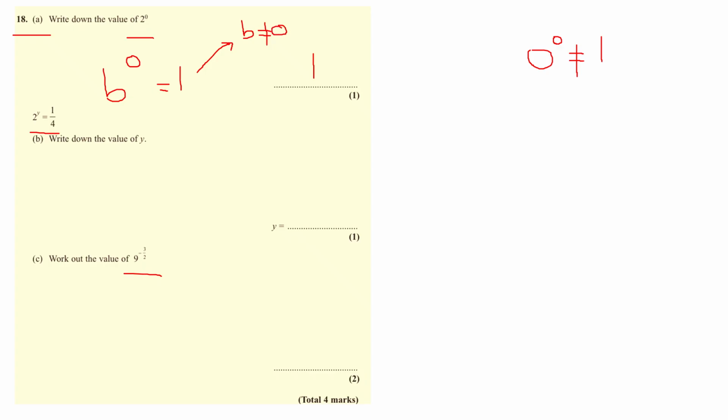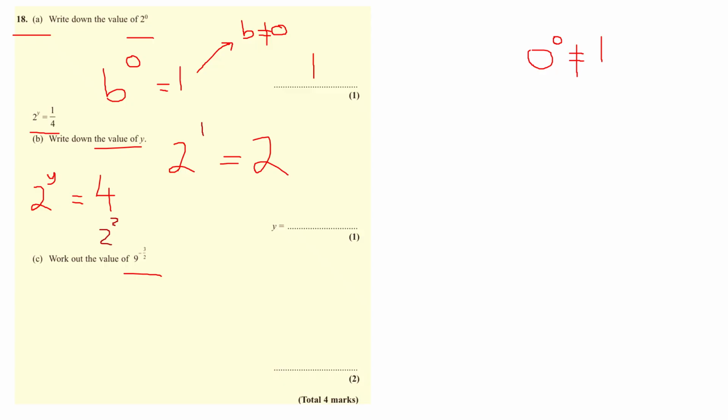Part B, 2 to the power of y equals a quarter. Write down the value of y. So let's ignore the quarter here. Let's think of it as 2 to the power of y equals 4. Now, 2 to the power of what gives you 4? Well, 2 to the power of 1 is just 2. 2 squared is 2 times 2, which is 4. So we know that 2 squared gives you 4.